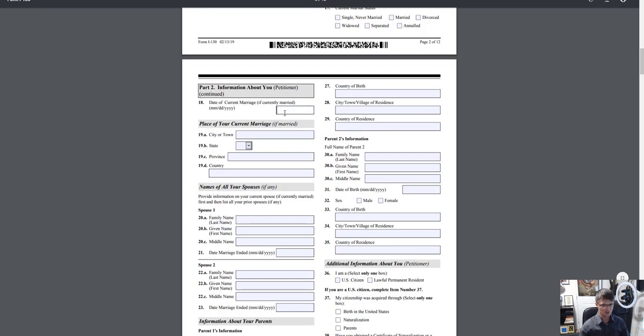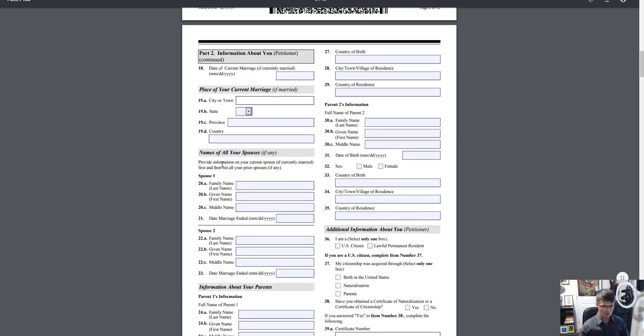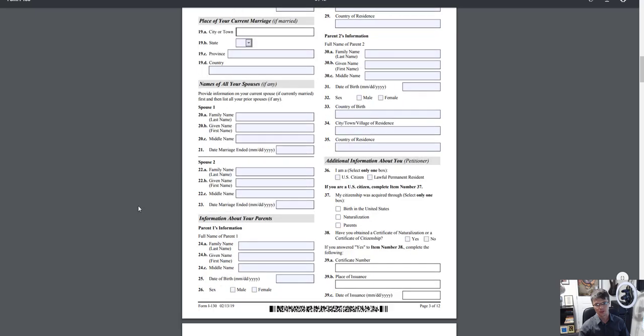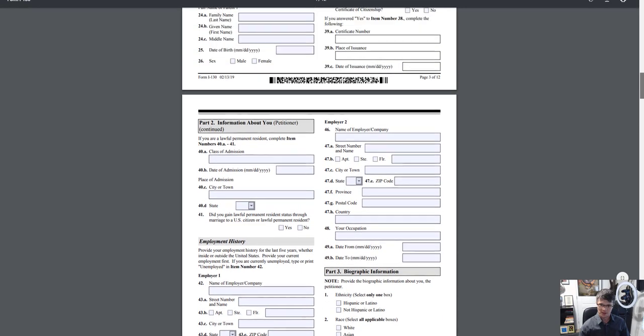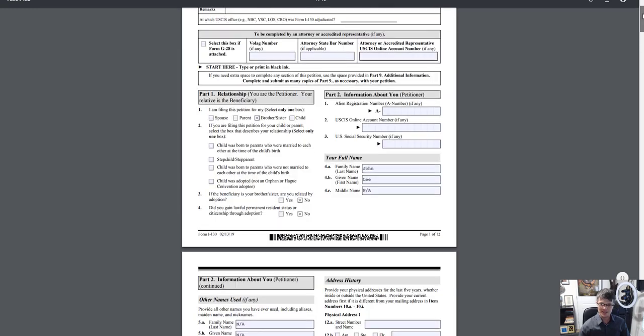Information still continues about you: date of current marriage, place of your current marriage, names of all your spouses, if you have many of them, you never know. Here there are fields for 2. If you have more than 2, don't worry about it. I mean, I would worry about it, but not in the case of filling up this application, because if you do have more than 2, you can go down here and add additional spouses. Okay, so done with that.